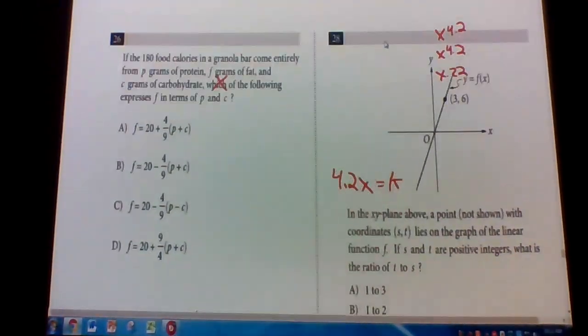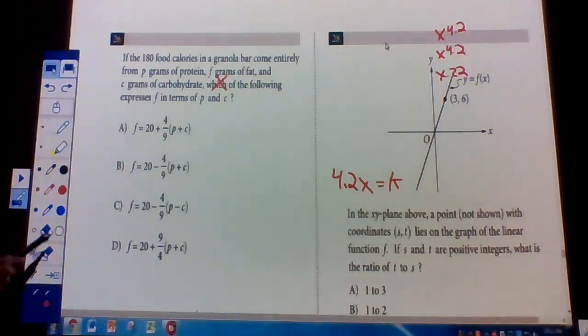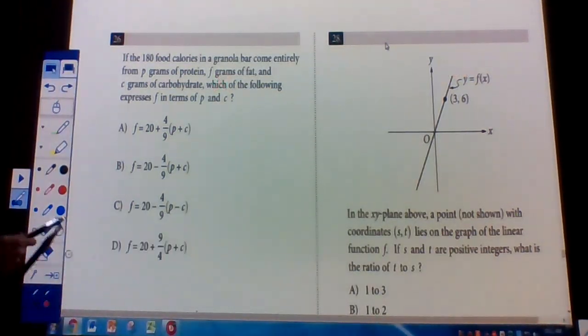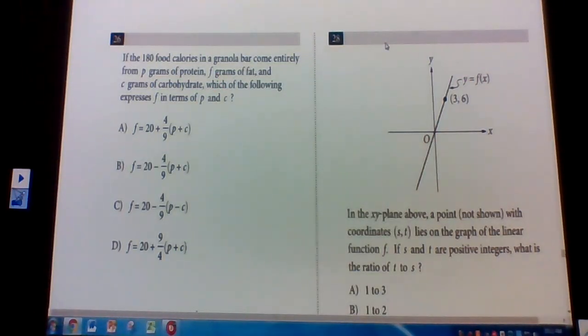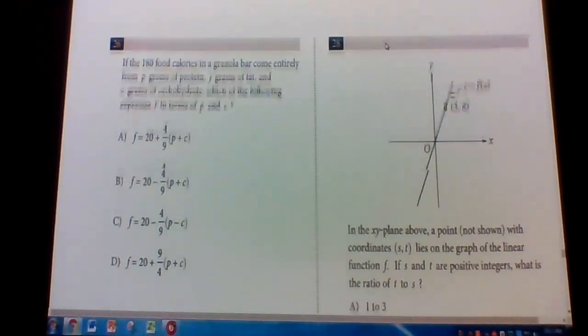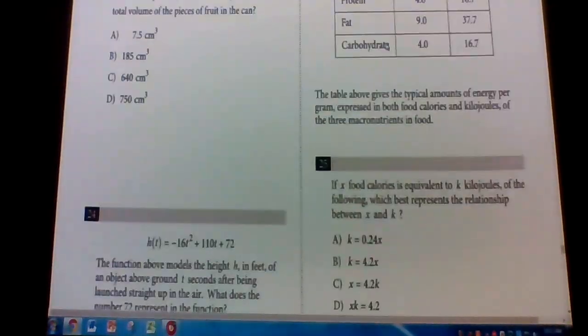Alright, 26. If the 180 food calories in a granola bar come out entirely from P grams of protein, F grams of fat, and C grams of carbohydrates, which of the following expresses F in terms of P and C? Okay, so it's granola bars, 180 calories.